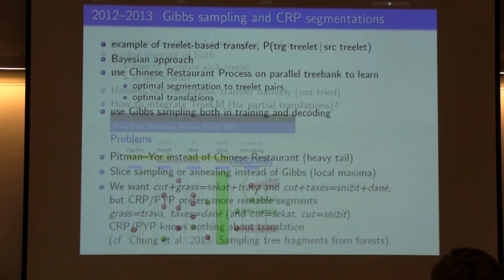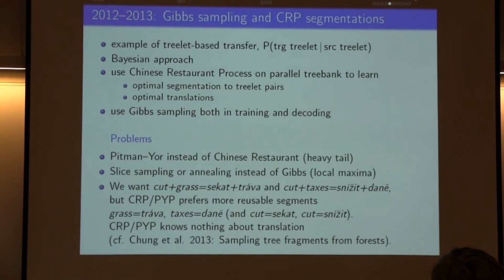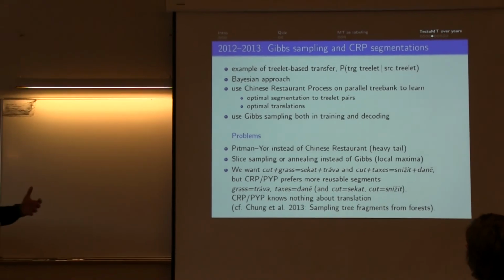Okay. So another unsuccessful approach was motivated by Bayesian statistics, and I also don't want to talk about this too much because it was so unsuccessful that I had not implemented it. Maybe it could work somehow, but I gave up on this. But the idea was to use the so-called Chinese restaurant process on a parallel treebank and learn an optimal segmentation into treelets, or actually treelet pairs.